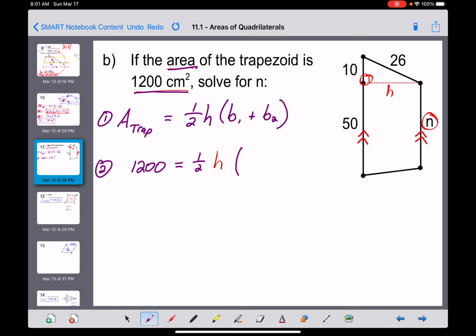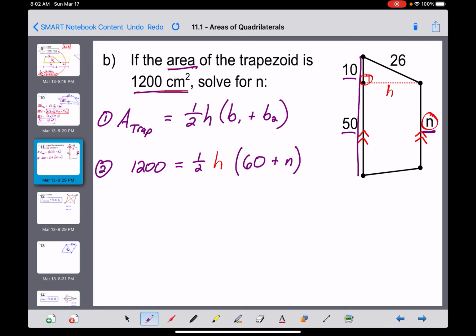So the parallel sides are going to be this side of the figure here on the left, which is 10 and 50 put together. That's going to make 60 for one of the bases. The other base, though, is the other parallel side, and that's going to be n right here.